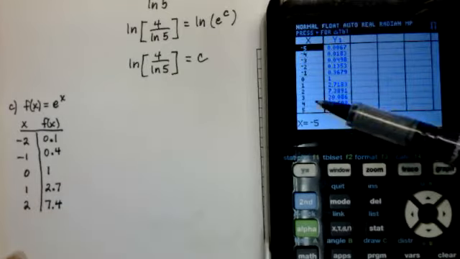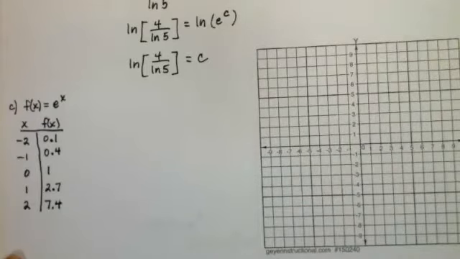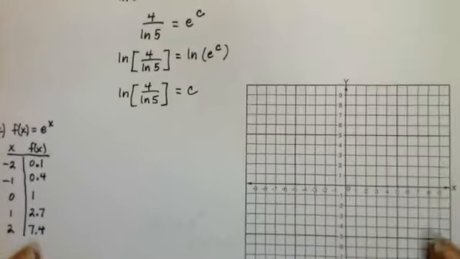Now, if I use 3, that came out to be like 20.086. And that's too big because my coordinate grid is only limited from -10 to 10 on the x and -10 to 10 on the y. So let's use those.